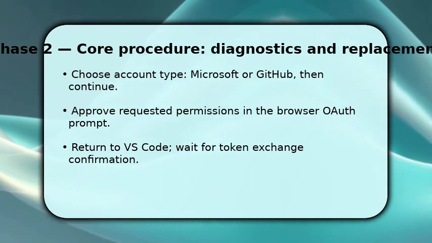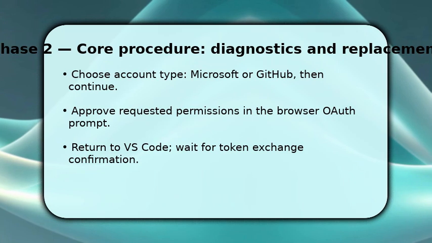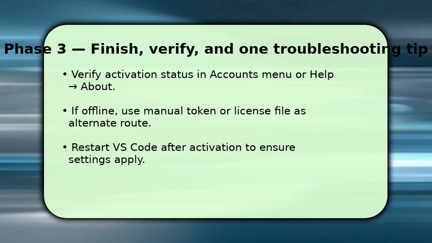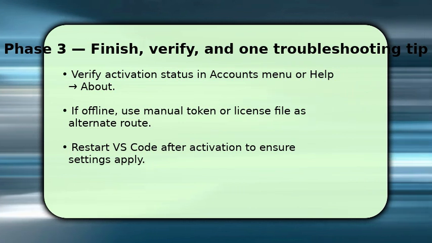Copy it if prompted, then paste it back into the VS Code sign-in dialog. Make sure to click Confirm so VS Code can exchange the code for credentials and apply activation to your local editor profile. Finish by verifying activation. Open the Accounts menu or go to Help, then About, and confirm your account and license status. Once activated, restart VS Code so extensions and settings recognize the license state.